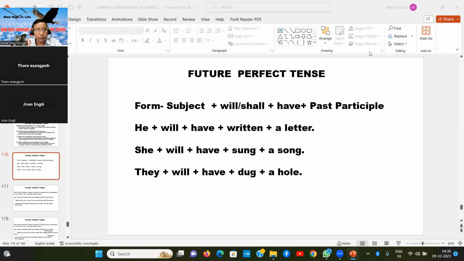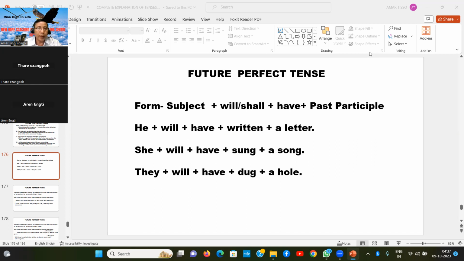So, he will have written a letter. You can see there, the subject is there, he, will is there, either of these auxiliary verbs, then have must also be there, then written. The main verb should be in the past participle form, the third form of the main verb should be there.